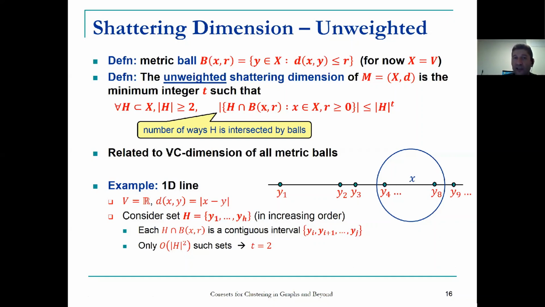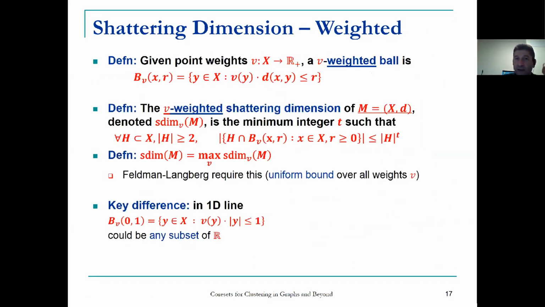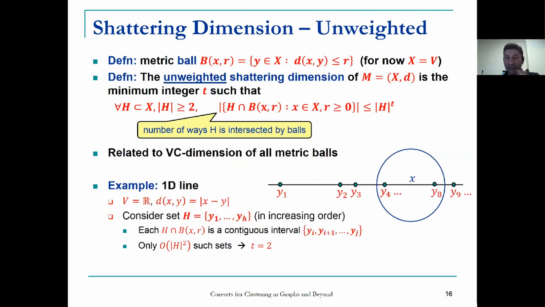What we need is actually the weighted version. In the weighted version, you have another factor, which is here, this V of Y. You have a weight for every point Y. This is not the center of the ball. It's actually the other points. And then you have to take the worst possible weights. And these weights completely ruin the geometry that you have in the one-dimensional case.